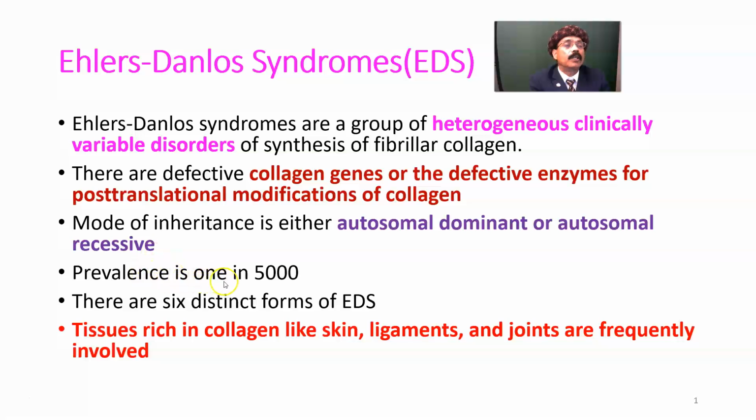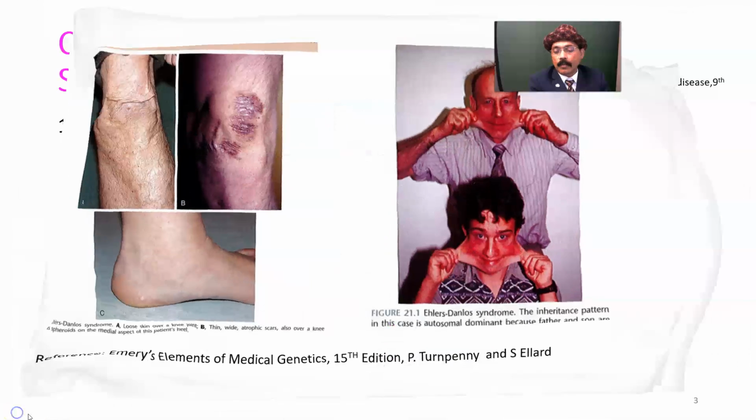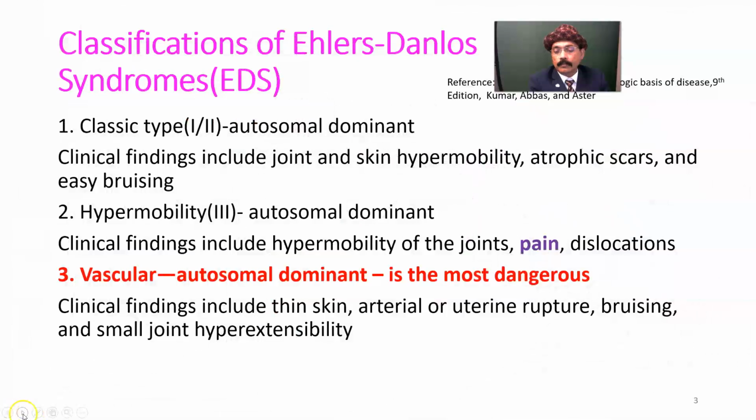Prevalence is 1 in 5,000. There are 6 distinct forms of Ehlers-Danlos syndrome. There are also some overlapping and some additional types of Ehlers-Danlos syndrome. Tissues rich in collagen like skin, ligaments, and joints are frequently involved. Okay, so you got that.